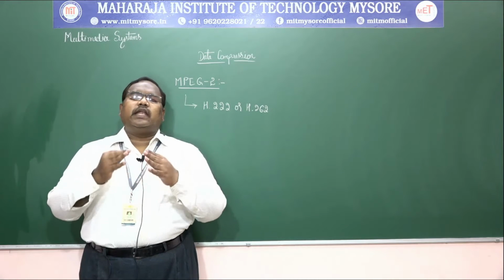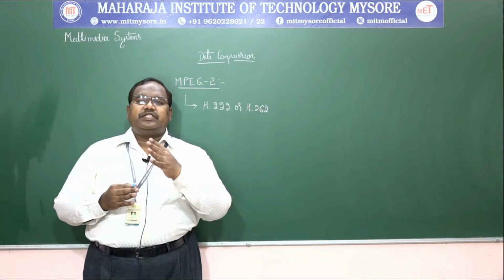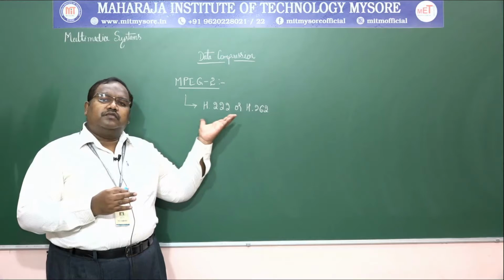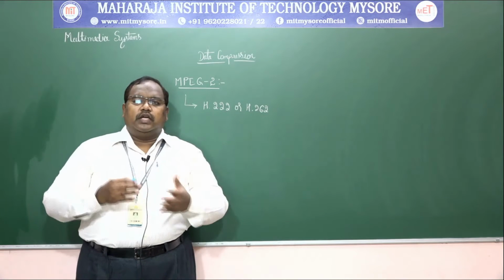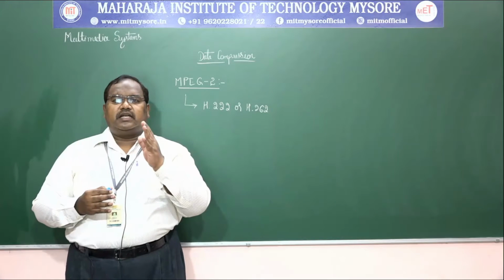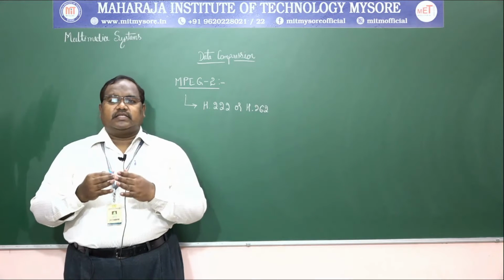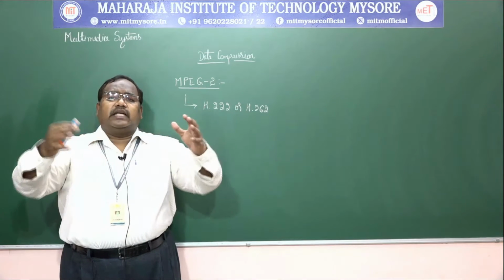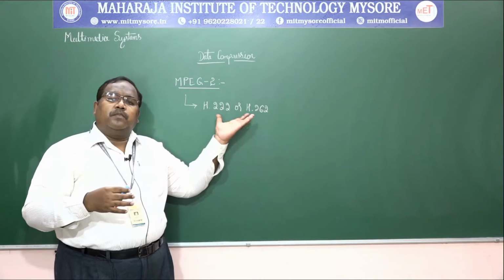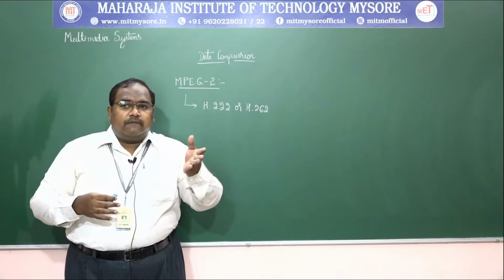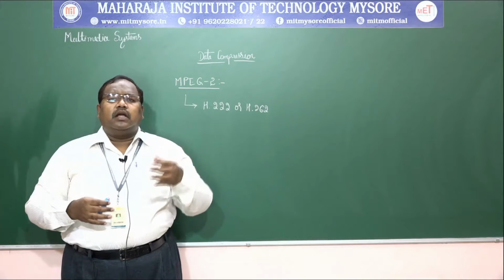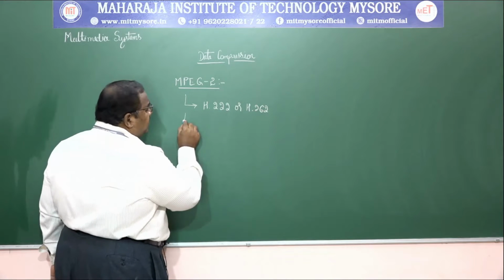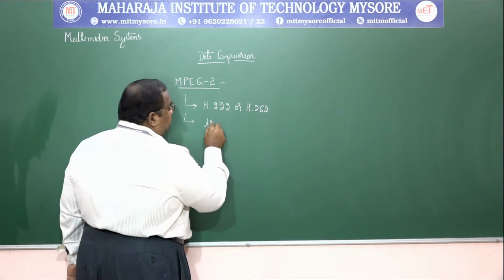MPEG 2 is widely used as a format for digital television. This is very important. Why did this format come into picture? This format mainly came into picture in accordance with digital television signals that are broadcast terrestrially, that is over the air, or through cable, or by direct broadcasting through satellite. So this is very helpful for broadcasting.